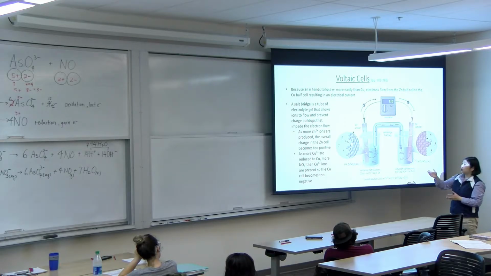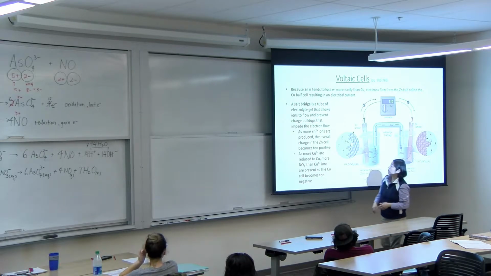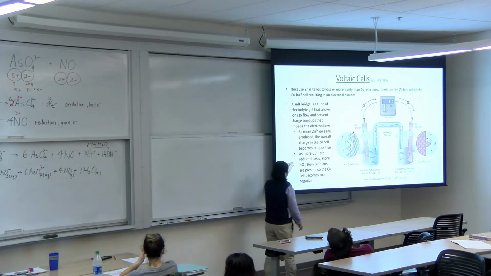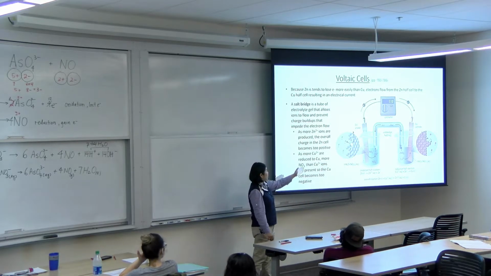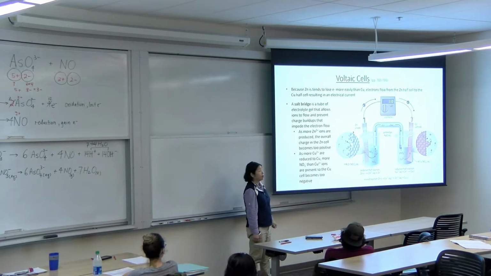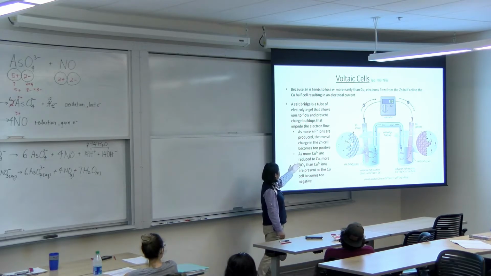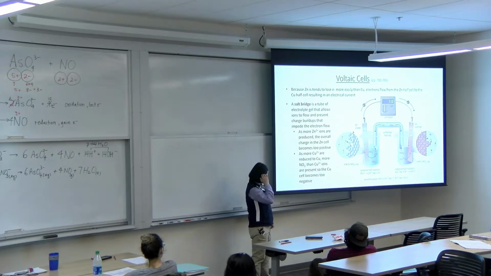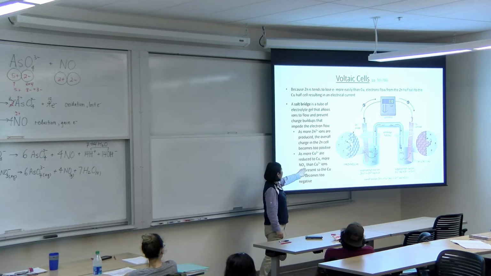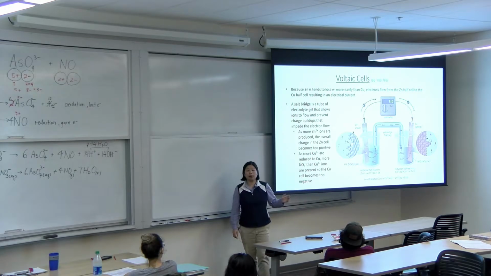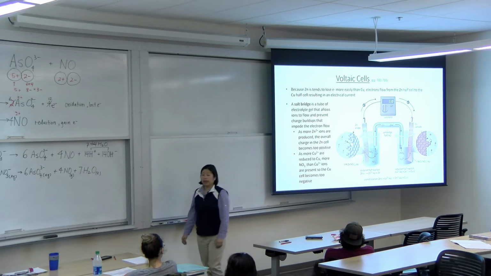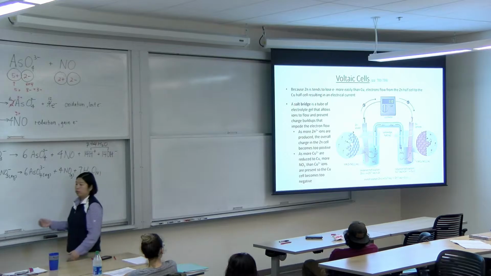Okay? So as more zinc 2+ ions are produced, the overall charge in the zinc cell becomes 2 positive. That's balanced out by the Cl-. Okay? And as more Cu2+ are reduced to Cu neutral, more NO3- than Cu2+ ions are present. So the Cu cell becomes negative, and so it's balanced out by the Na+. So you always have to have a salt bridge.